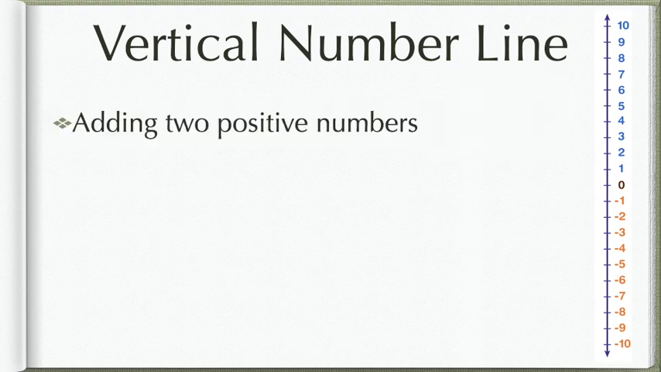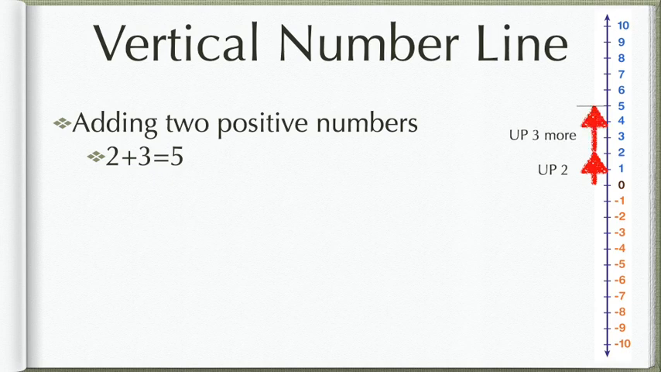So first thing we're going to look at is adding two numbers that are positive, such as 2 plus 3, and you already know that 2 plus 3 is 5. So we start with the number 2, and it's represented by going up 2. And then we add 3, which means we go up 3 more, starting from 2. And we end at the number 5. That's why 2 plus 3 is 5.